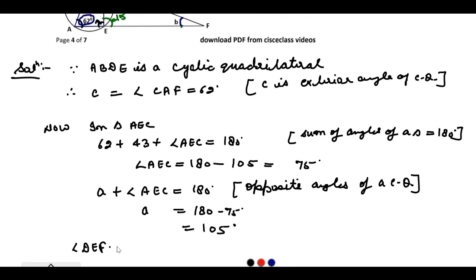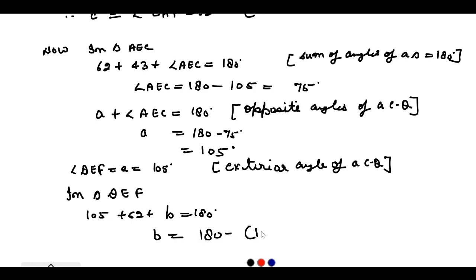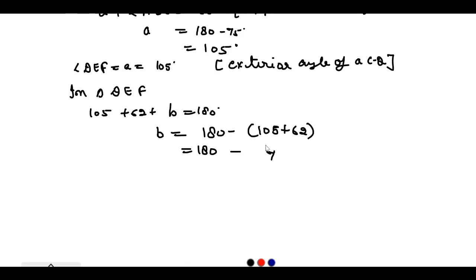Angle DEF is equal to A, which is 105, being the exterior angle of a cyclic quadrilateral. Now in triangle DEF, 105 plus 62 plus B is equal to 180 degree. Then B is equal to 180 minus 105 plus 62. Angle B is 13 degree.